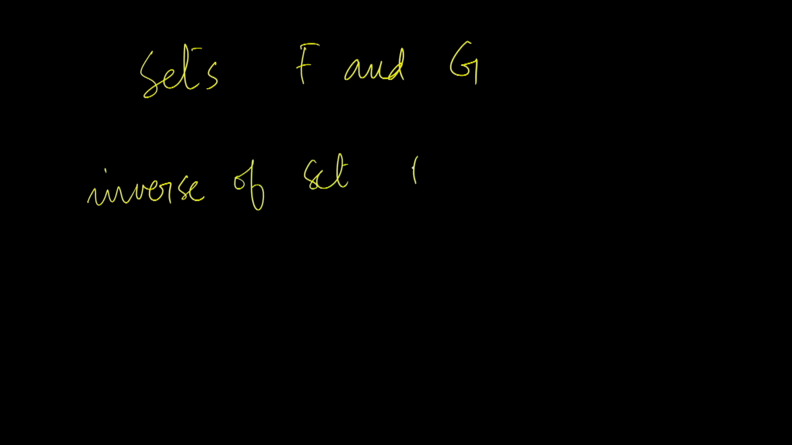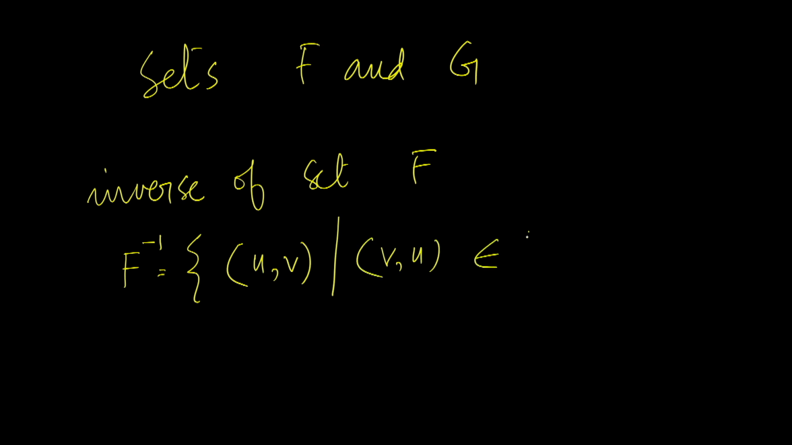Consider two sets F and G. We define the inverse of set F, denoted F inverse, F to the power of minus 1. This is defined as the set of all ordered pairs UV such that the ordered pair VU belongs to F. That is, you consider all ordered pairs belonging to the set F and then invert the ordered pairs. Make the first component the second and the second component the first. The ordered pairs that you obtain will form F inverse.